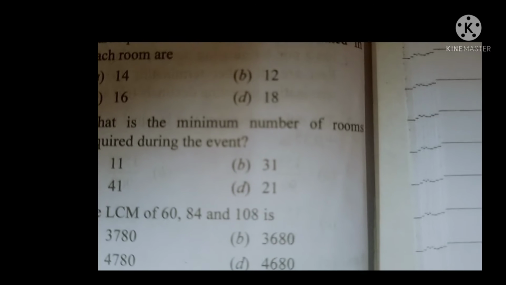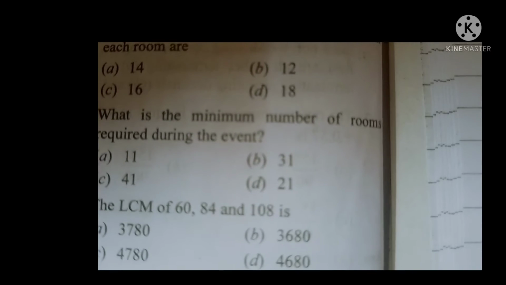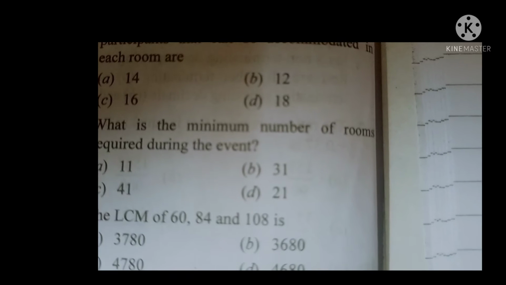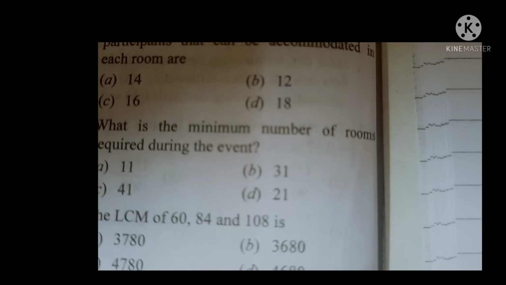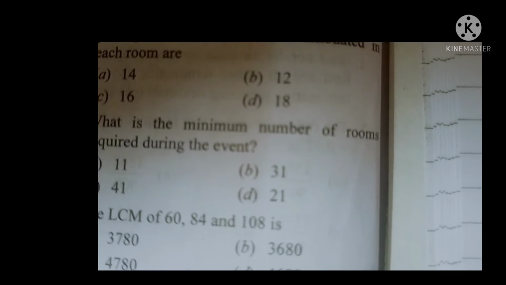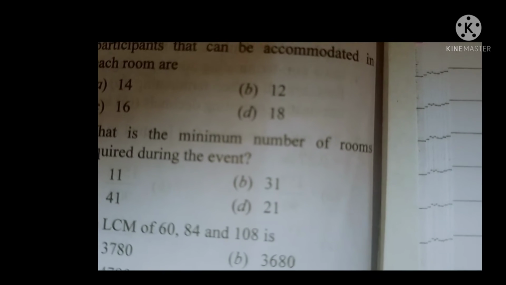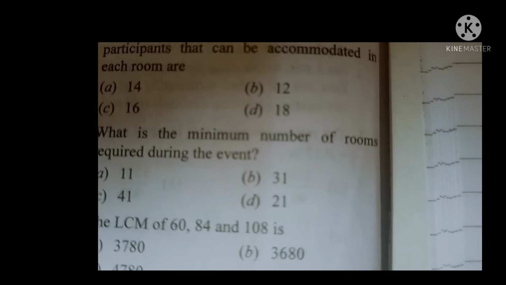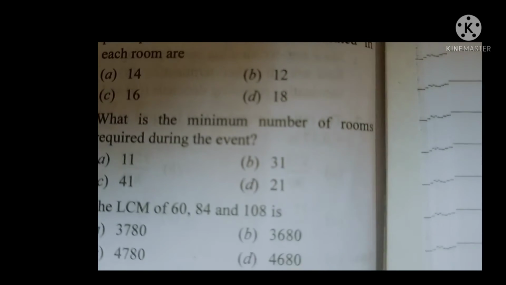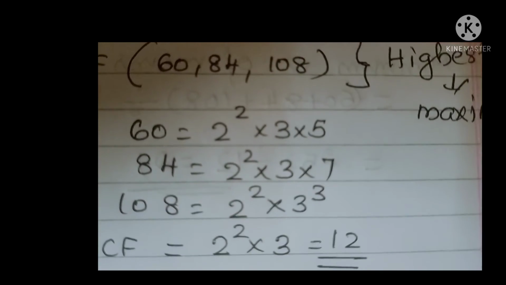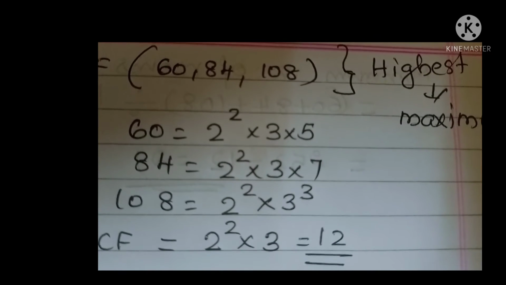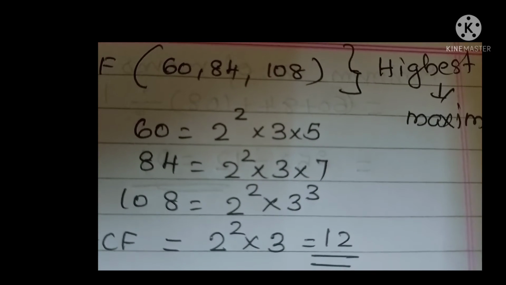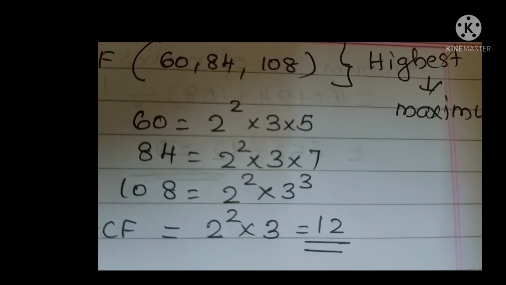Here from the question it is very clear: maximum number of participants. So maximum means either HCF or LCM. We may have a doubt, but maximum means we want to find the HCF. HCF is the highest common factor. So it is very clear that we want to find the highest common factor of the given numbers, which are 60, 84 and 108. So here, HCF of 60, 84 and 108: we factorize 60 as 2 square into 3 into 5, 84 as 2 square into 3 into 7 and 108 as 2 square into 3 cube.